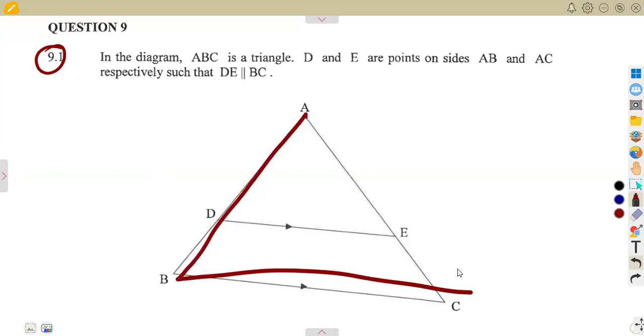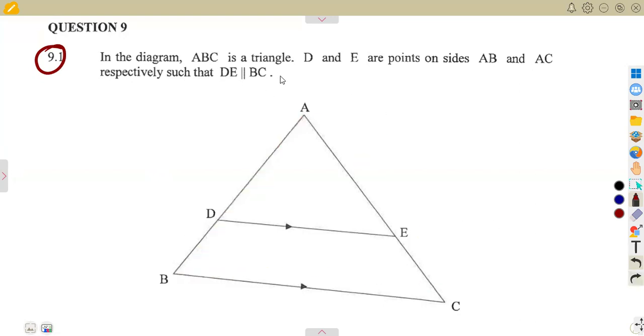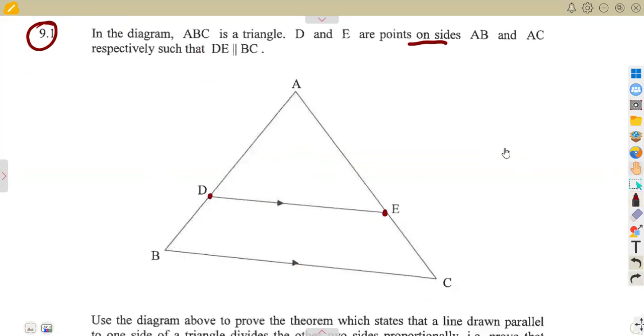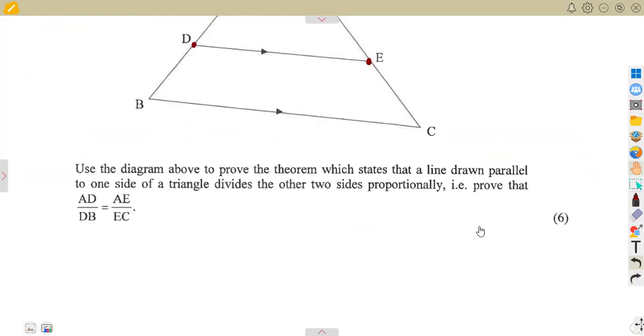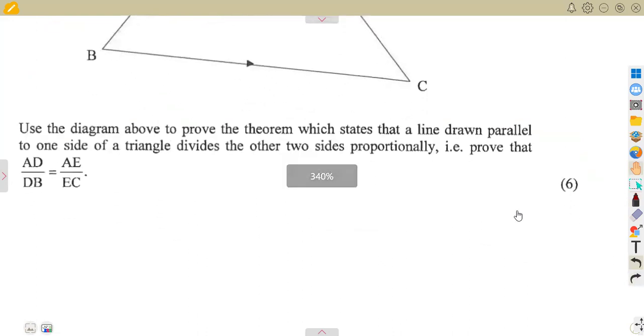We are given the bigger triangle ABC. Then we are also given the points D and E are points on sides. So these are just points on the side, the one on AB and the one on AC respectively, such that these two lines are parallel, such that DE is parallel to BC. And with this statement, we are given, use the diagram above to prove the theorem.